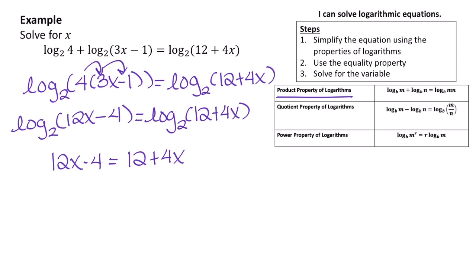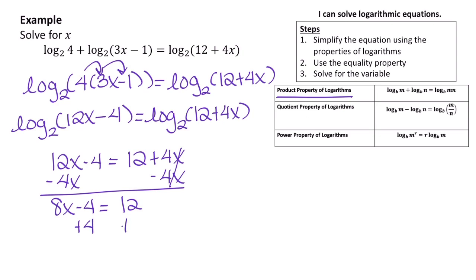Now since I have a variable on both sides, I'm going to collect all my x terms together. So I'm going to subtract 4x from both sides. And I have 12x minus 4x, so that's 8x minus 4 equals 12. And now we're going to add 4 to both sides. When we do that, we get 8x equals 16. Now to solve for x, I'm going to divide both sides by 8, and I get x equals 2.